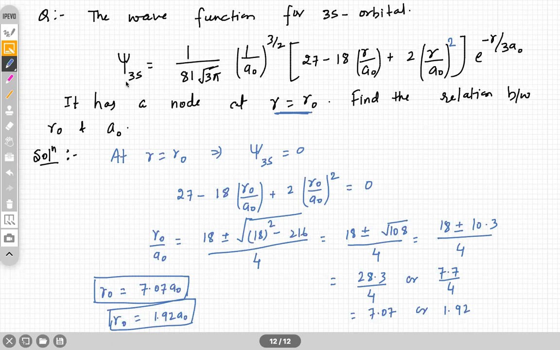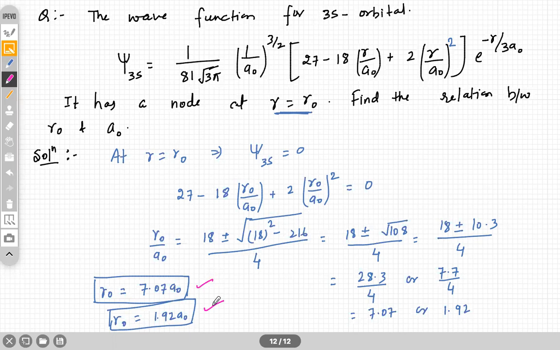So we have 2 spherical nodes, right? How many spherical nodes do we have for 3s? How many spherical nodes do we have? 2, right? So we should get 2 values of radius where the probability is 0. So these are the 2 values we are getting. You see this?